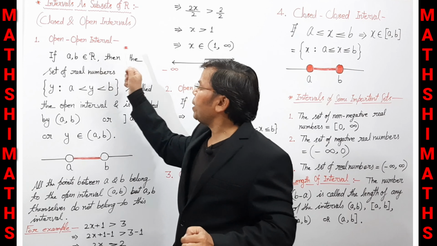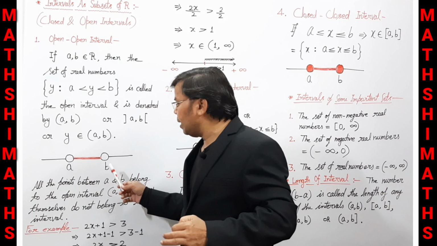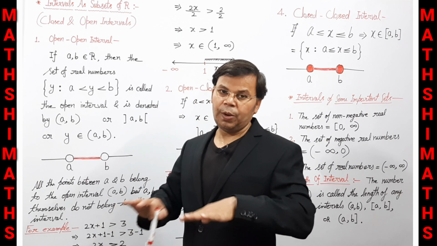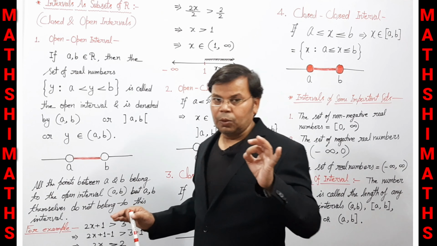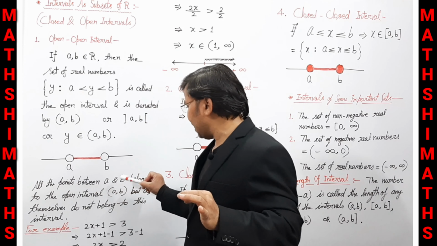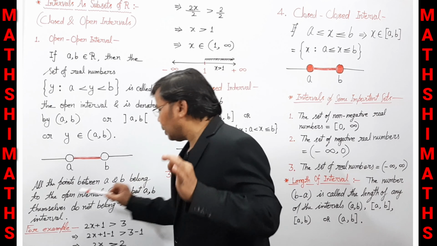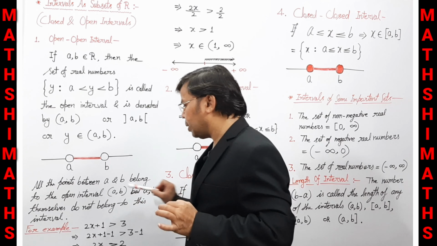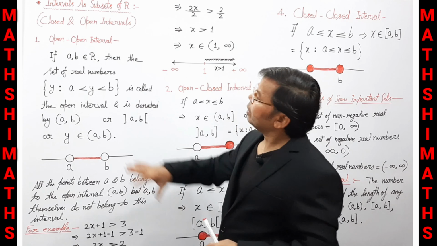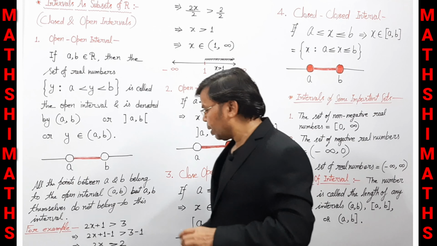So in an open interval, all the values between a and b are included, but a and b themselves are not included. All the points between a and b belong to the open interval, but a and b themselves do not belong to this interval. For example, let us try to understand this open interval by taking an example.